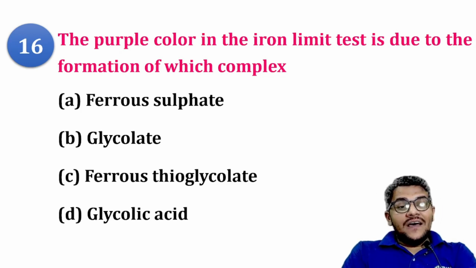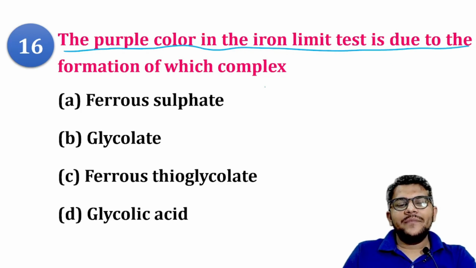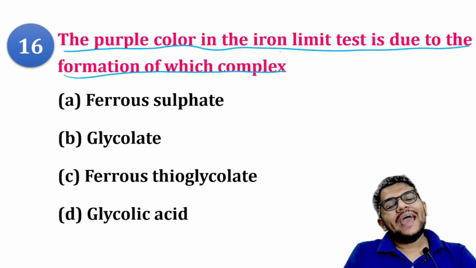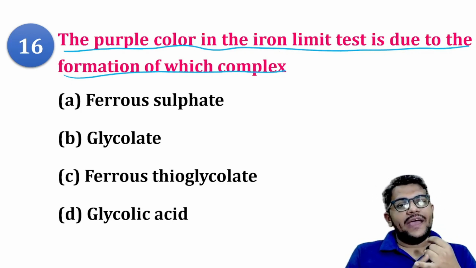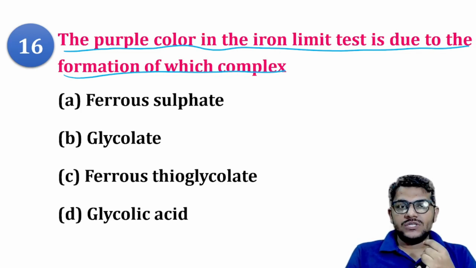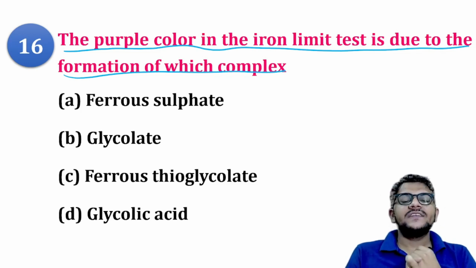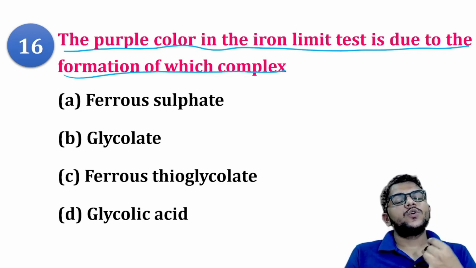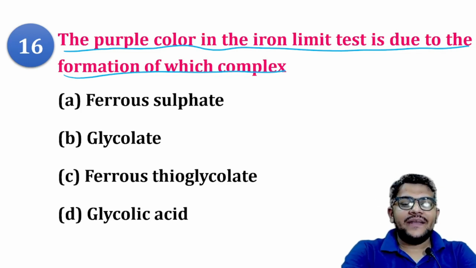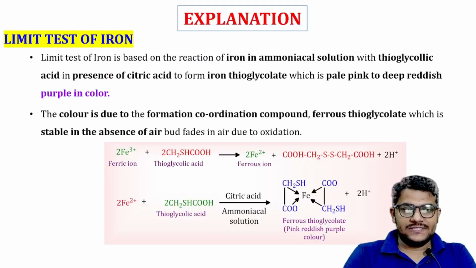Next question. Purple color in the iron limit test is due to the formation of which? As we had discussed two limit tests in this session: chloride limit test, where there is a formation of silver chloride precipitate, and a formation of turbidity and opalescence. After that, arsenic test, that is performed in the Gutzeit apparatus, and there is a use of arsine gas and mercuric chloride paper, which gives a yellow color. Next we have the iron limit test, in which we use ferrous thioglycolate, or we can say we are using thioglycolic acid.